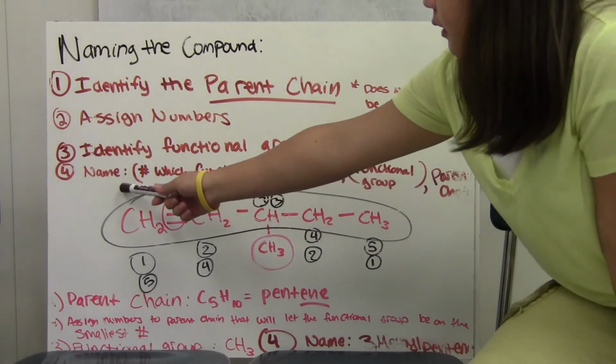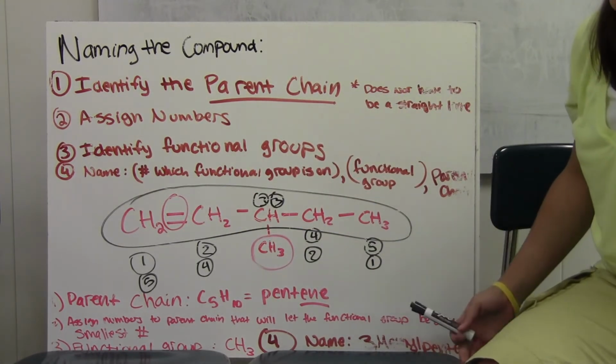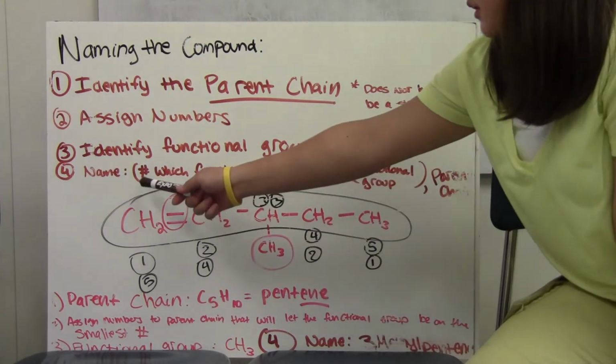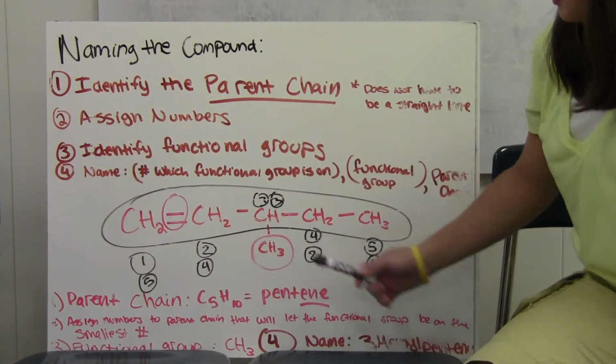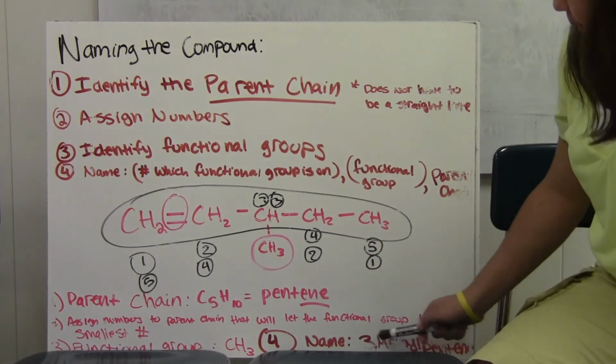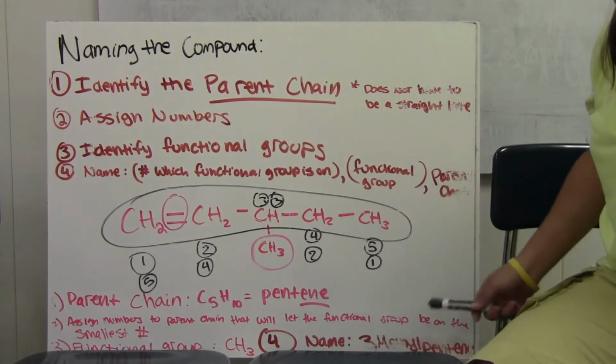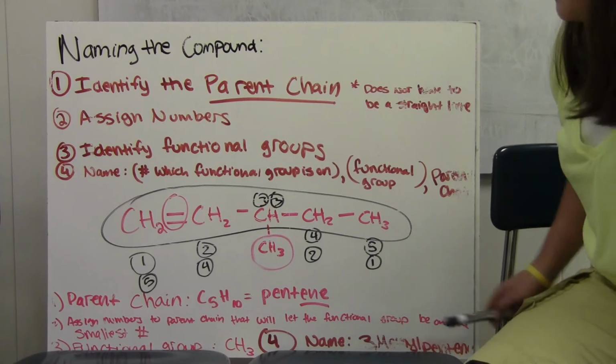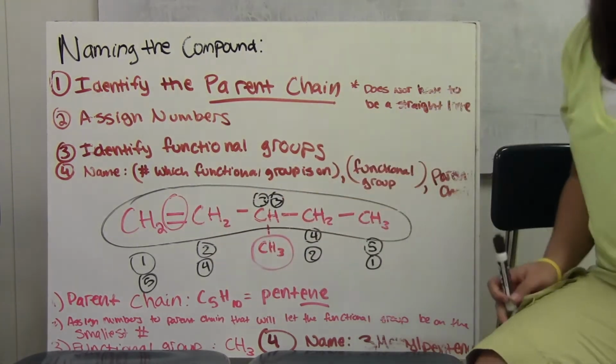And then 4, we should name the compound, first using the number at which the functional group is found. So this would be 3. Then we name the functional group, methyl, and then we name the parent chain, which is pentene, because we have a double bond here.